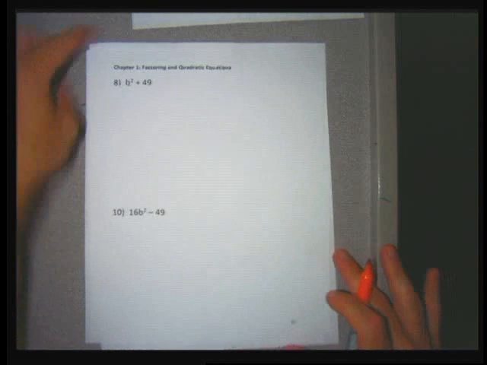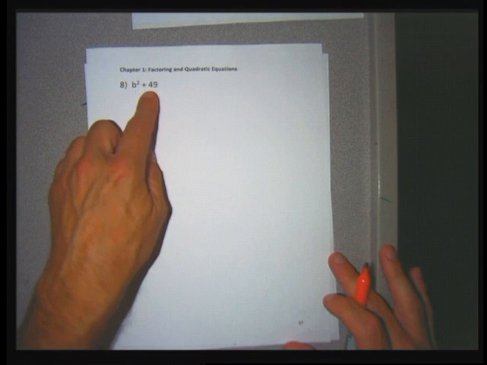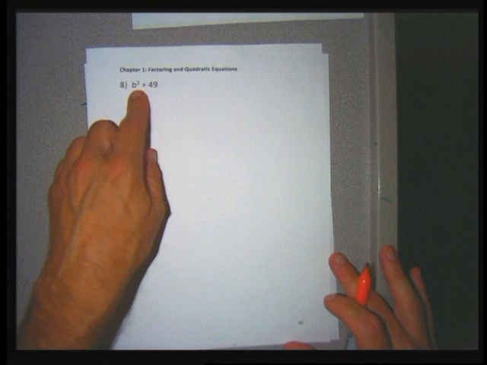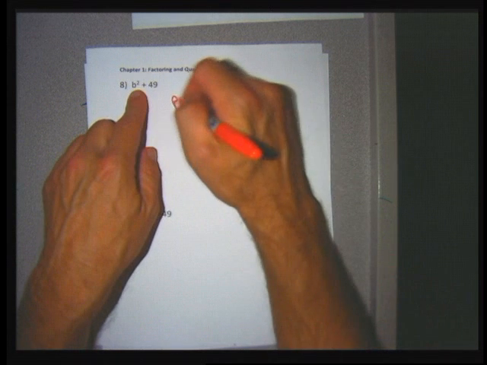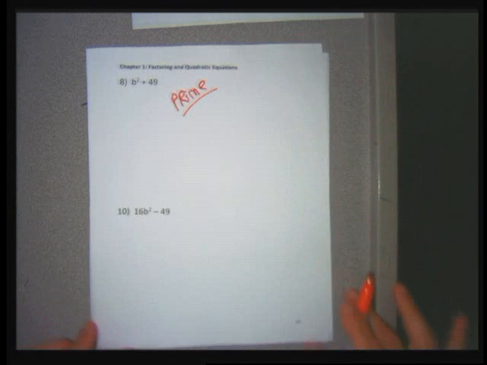Next problem, 8, is a sum of squares. It's a square because the exponent's a multiple of 2. The number 49 has an integer square root, and the plus sign makes it a sum of squares. And sums of squares never factor, they're all prime.